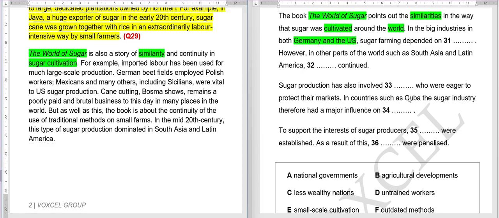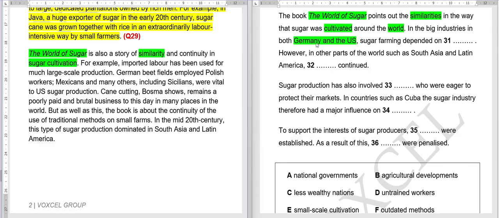Sorry about that. So okay, let's read again. For example, imported labor has been used for much large scale production. So what are they using? They are using imported labor for large scale production. German beet fields employed Polish workers, Mexican and many others, including Sicilians, were vital to US sugar production.